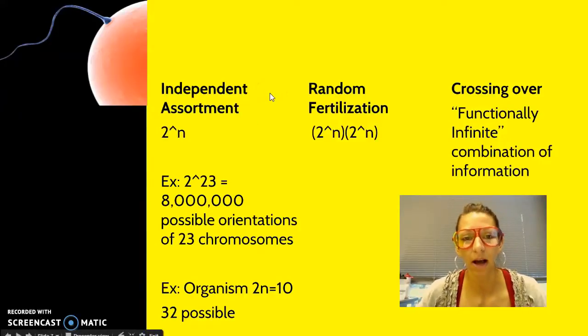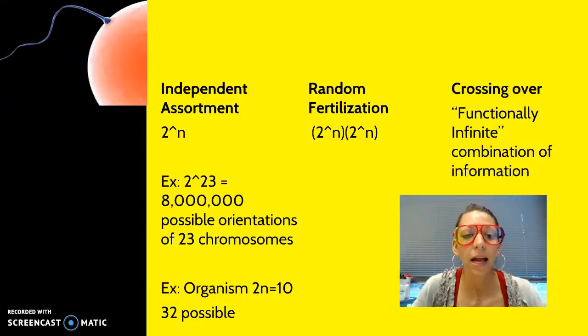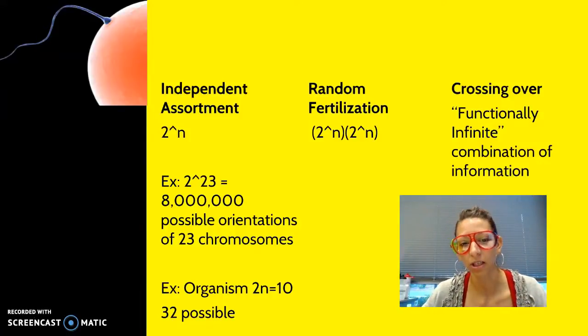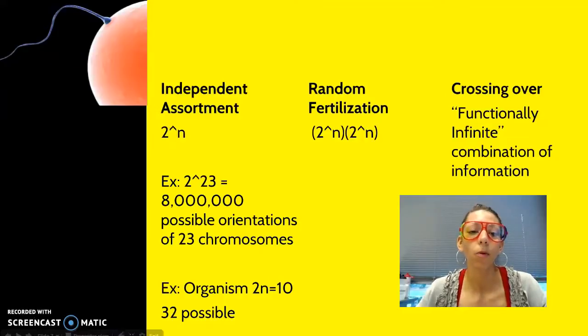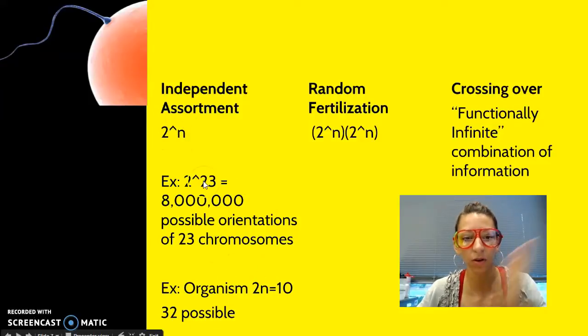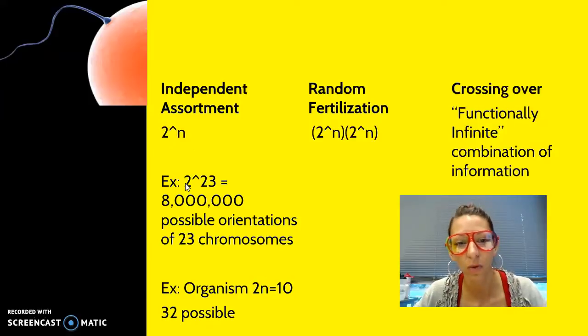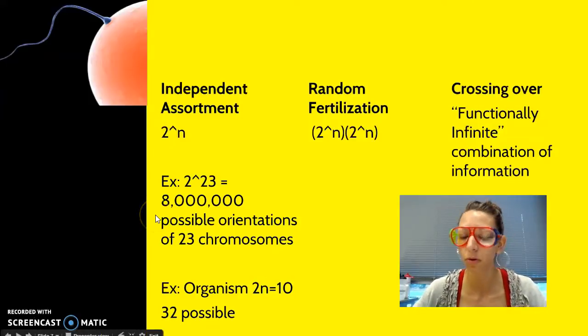Independent assortment, we already talked about how these particular chromosomes are lining up either on the top or on the bottom. And to calculate the number of possible orientations of our chromosomes, we take 2 to the whatever number our haploid is. So in us, our haploid number is 23, so we do 2 to the 23rd, and we have 8 million possible orientations of our 23 chromosomes.